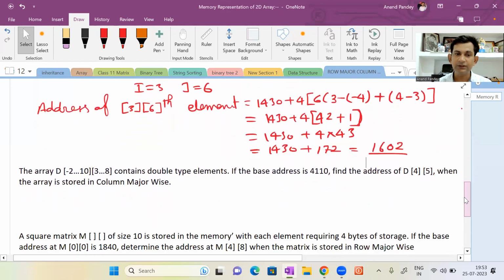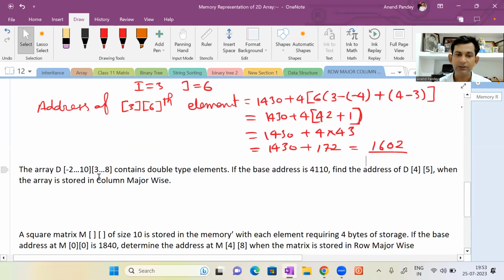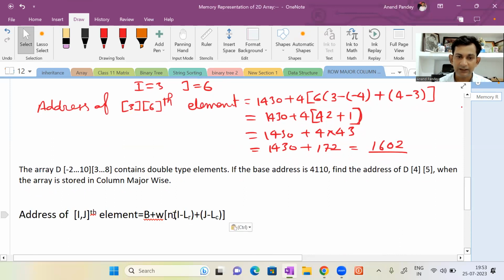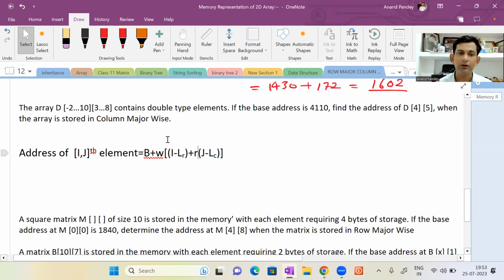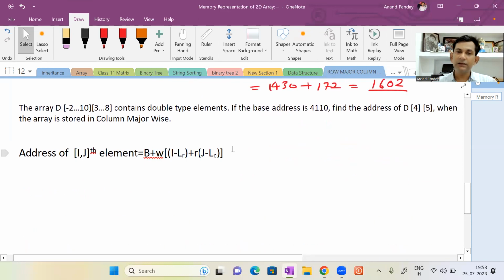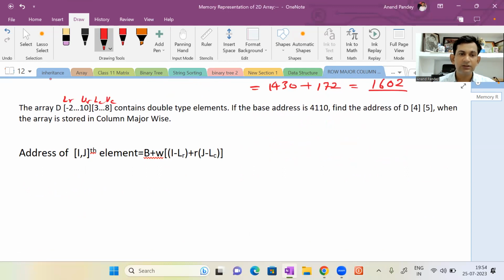See, here I am with the next question, that is of column measure implementation. So the same formula, only instead of n, here we'll write r, the number of rows, because in case of column measure we require the number of rows. So again, we'll try to find the things: this is LR, this is UR, this is LC, and this is UC. So try to find the values. B, base address. What is the base address?